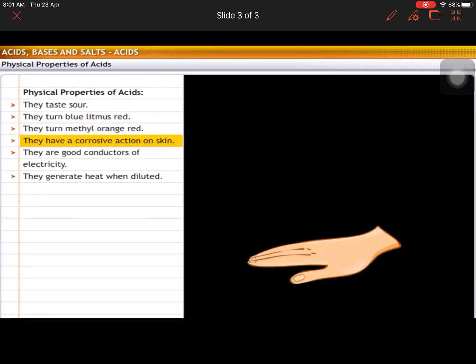Acids have a corrosive action on the skin. These are their actions. Sulfuric acid stains the skin black. Nitric acid stains the skin yellow. And note it down, hydrochloric acid leaves an amber stain on the skin.